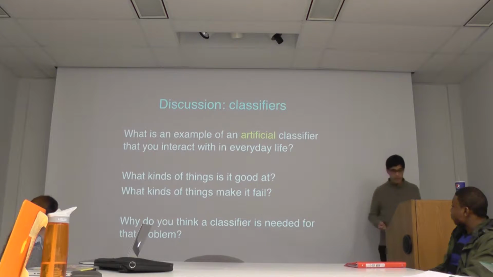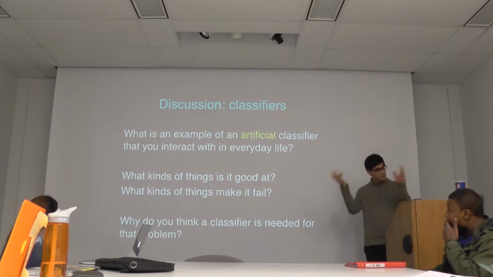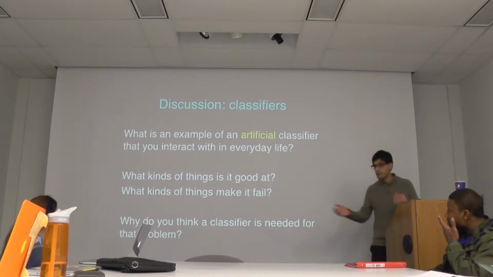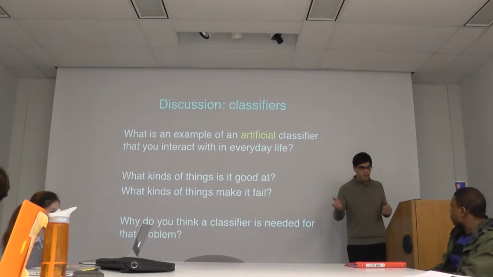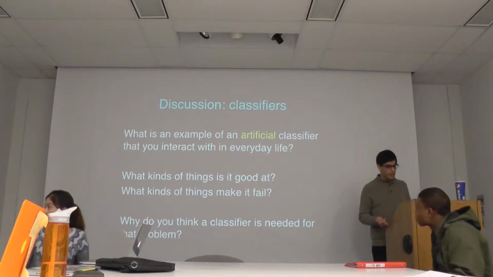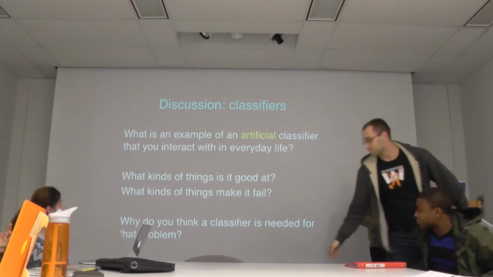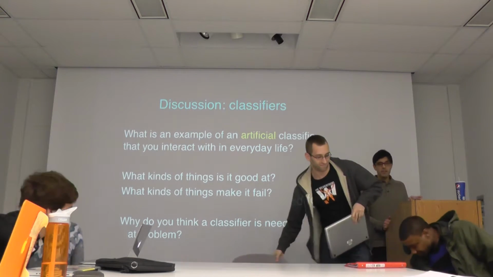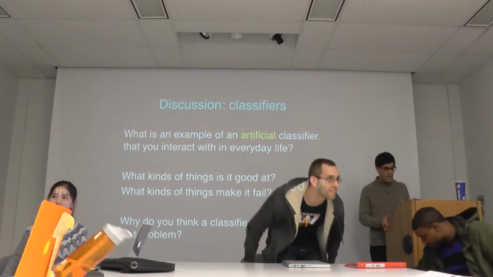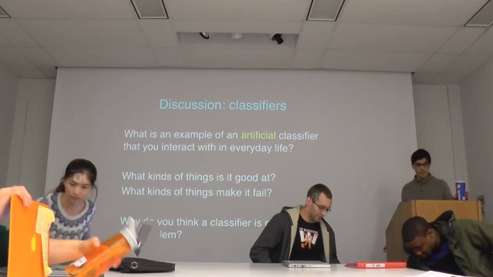So let's spend 2-3 minutes discussing that, and then we're going to bounce some ideas around the class. So everyone turn to your neighbor or neighbors and talk to them about an example of an artificial classifier, what it's good at, what it's not good at, and why you think it's a good one.